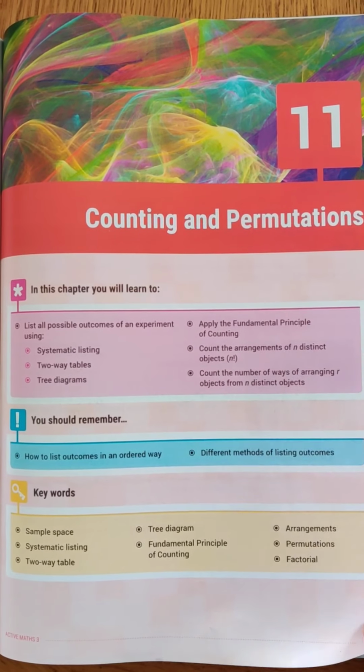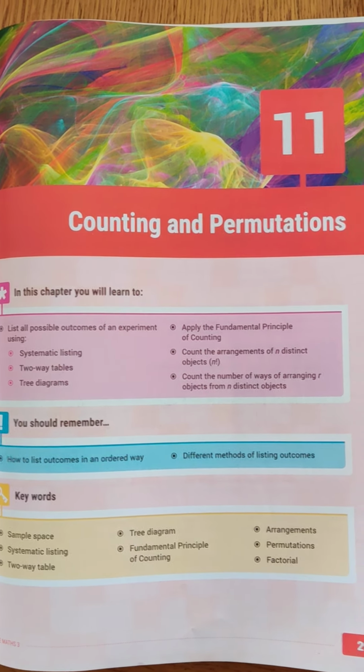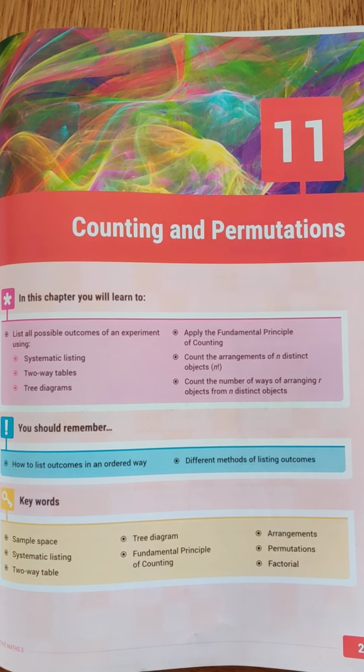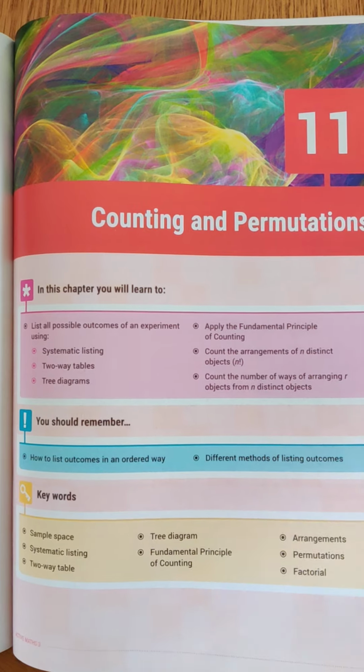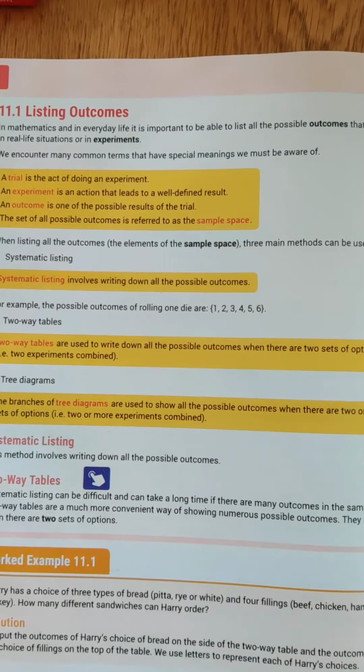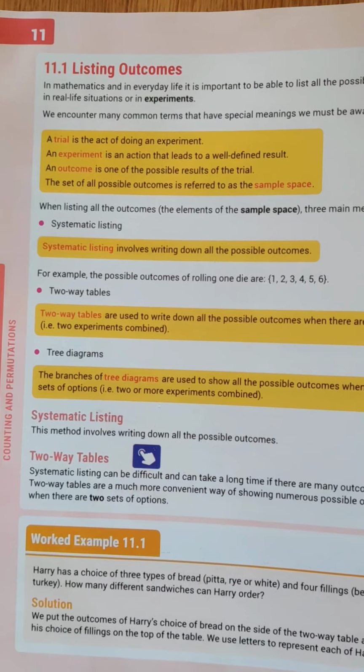This is Chapter 11, Counting and Permutations. Please have a read of page 297 and make sure that by the end of the chapter you understand all the terms and the items mentioned on page 297. The first thing in the chapter is about listing outcomes.